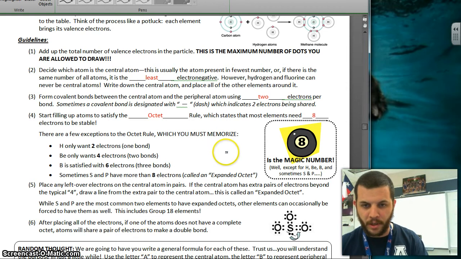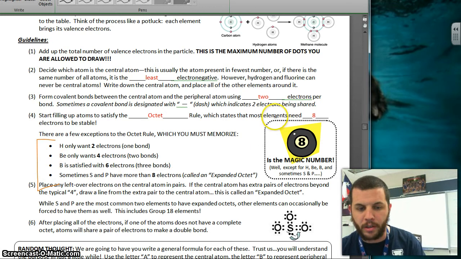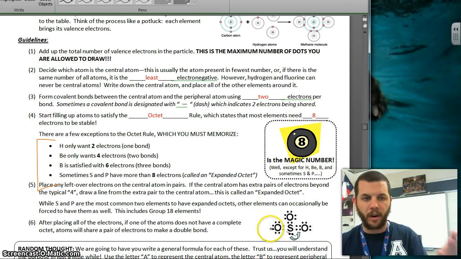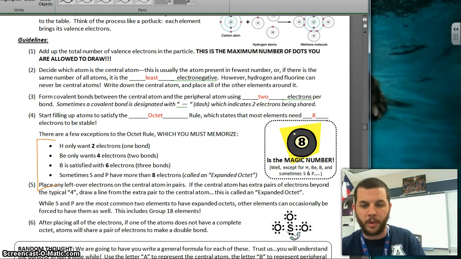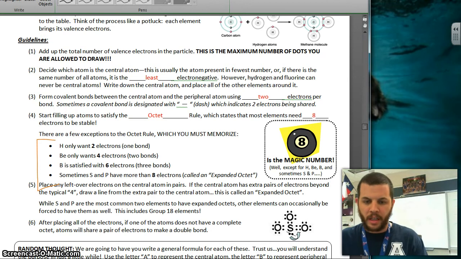One thing that I do want to go over is this little blip right here about some exceptions to the octet rule. Since you've already read this, you know that the octet rule is the fact that elements need 8 electrons around them in order to be stable. It's kind of like that whole isoelectronic thing that we talked about so much last unit.